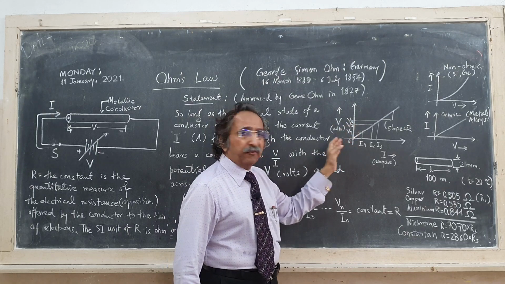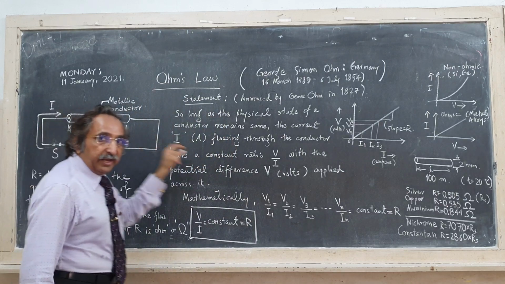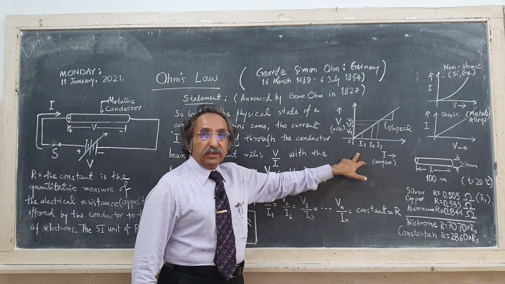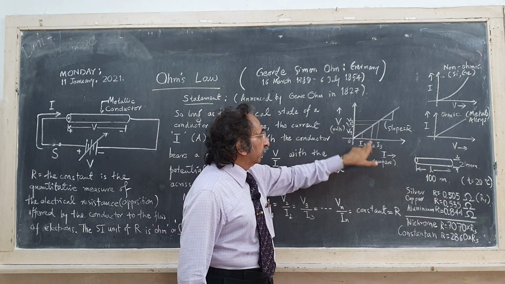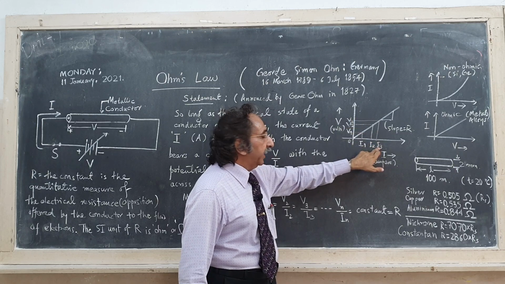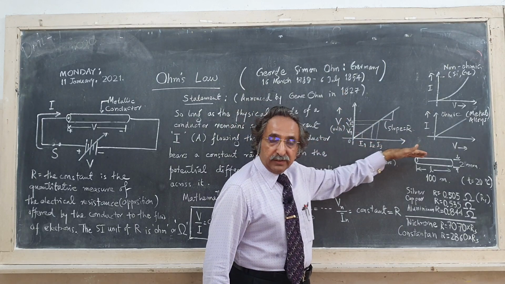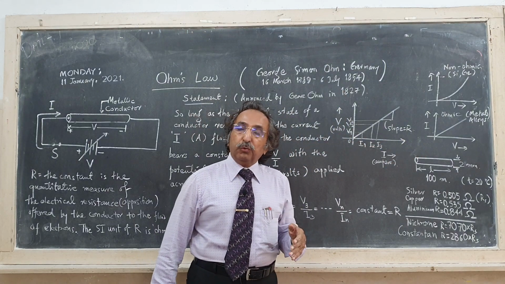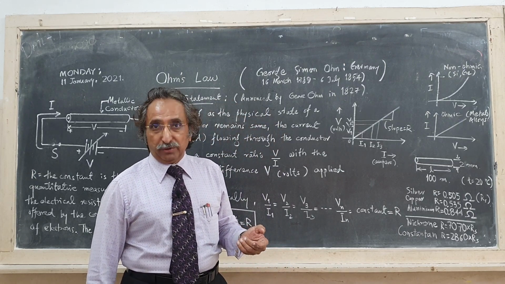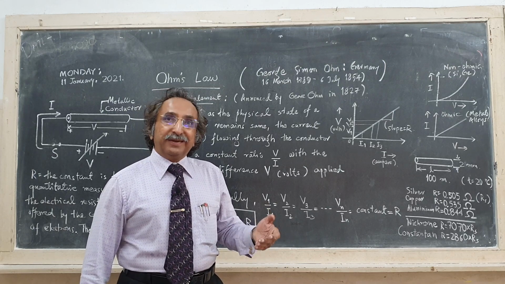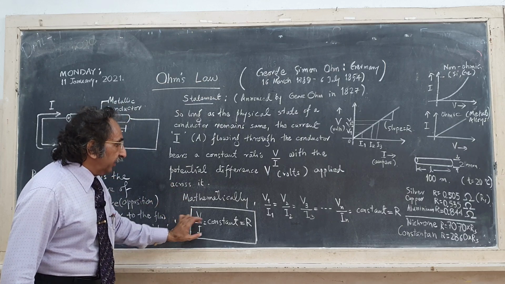If we make n number of measurements of the voltage applied across the conductor and the current produced in the conductor, V1 corresponding to I1, V2 corresponding to I2, V3 corresponding to I3, we see that if the voltage increases, the current increases. That means the current flowing through the conductor is directly proportional to the voltage we applied across it. But Ohm's law is stated in this way: the ratio of the voltage to the current is constant.